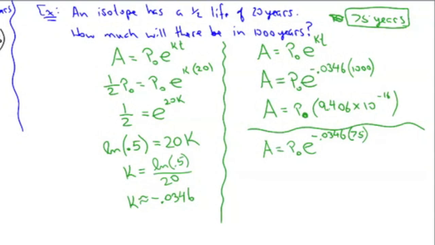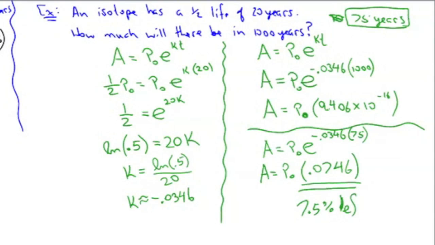It's 0.0746. Now this one's a little more easy to understand. So you get A equals P sub 0 times 0.0746. Now this is a percentage. How do you change that to a percent? To the right 2. This is 7.5% leftover. So after 75 years, you're only left with 7.5% of the isotope that you started with.